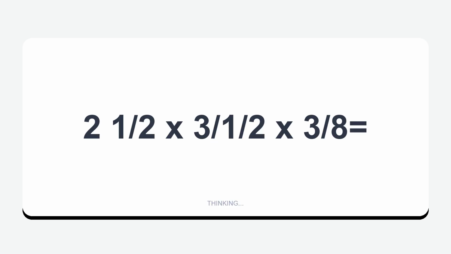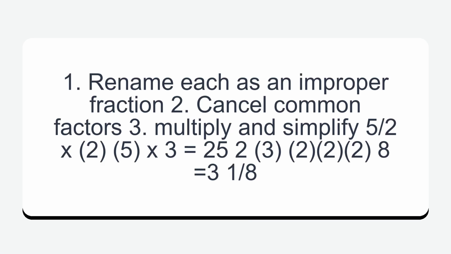2.5 x 3 1/2 x 3/8 equals. 1. Rename each as an improper fraction. 2. Cancel common factors. 3. Multiply and simplify. 5/2 x 7/2 x 3/8 equals 105/32 equals 3 9/32.